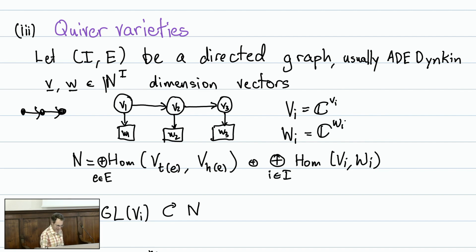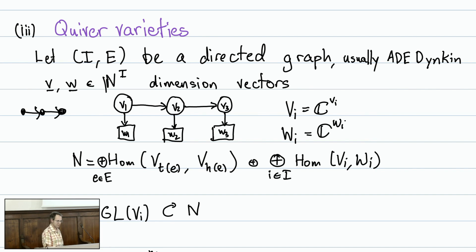Okay? And the V's, well, I'll go back and forth. There's a vector space capital V_I and a number little v_i, and same thing with the W's. Then I form a big vector space, which is the vector space of all possible representations of this quiver, with these fixed vector spaces.